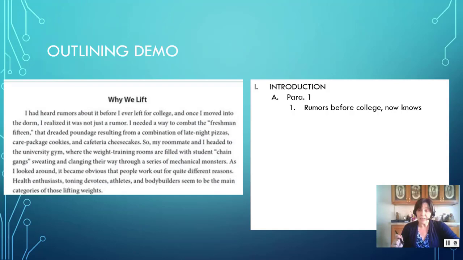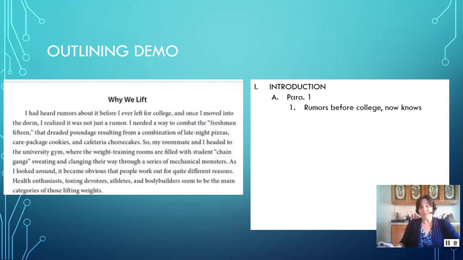So I shorten it, I make notes about it, and sometimes I even translate it into something that makes sense to me. So the second paragraph, or second sentence is, I needed a way to combat the freshman 15. And I recognize that expression because we had the Bursley 15 when I was in college, which was the name of my dorm.